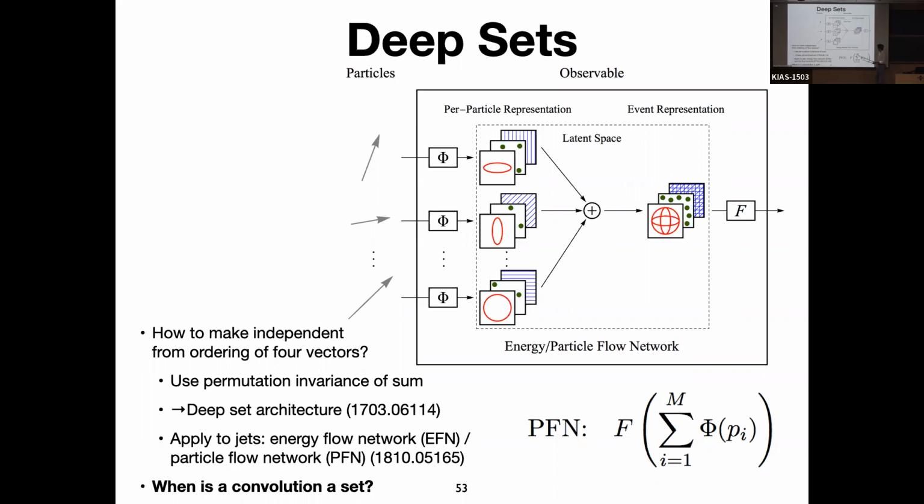But whenever your inputs live in some space and are permutation invariant, this is a very nice way of looking at it. It's not as powerful as some of the architectures I'll talk about in a moment, but it's a very good starting point. There is also one thing I wrote down here. When is a convolution a set? This is an important observation.